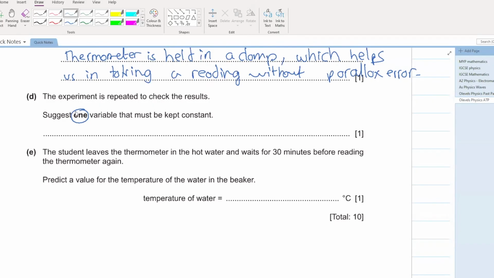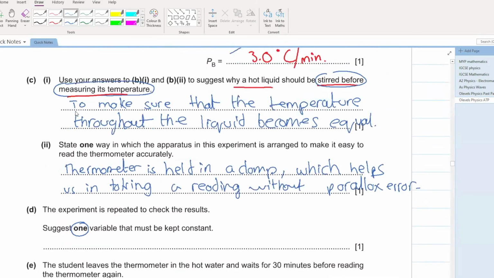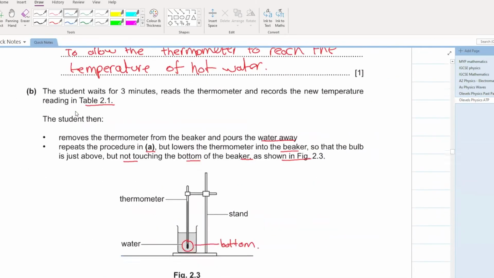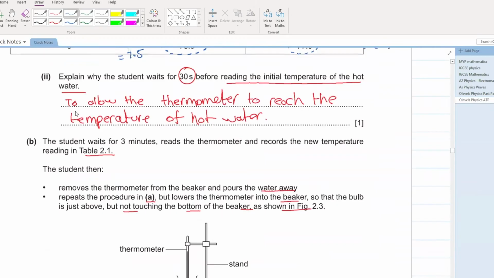Which variable should be kept constant here? Throughout this experiment, if you are repeating this experiment, what variable should you keep constant here?